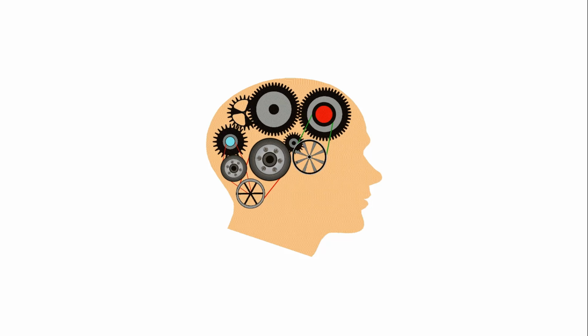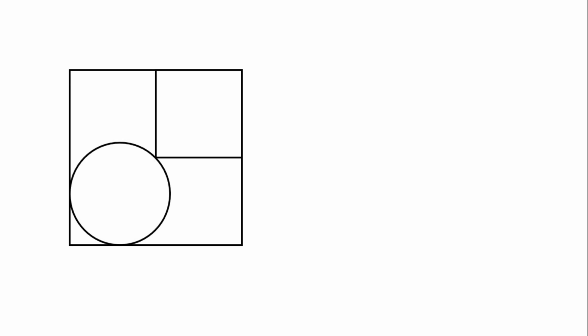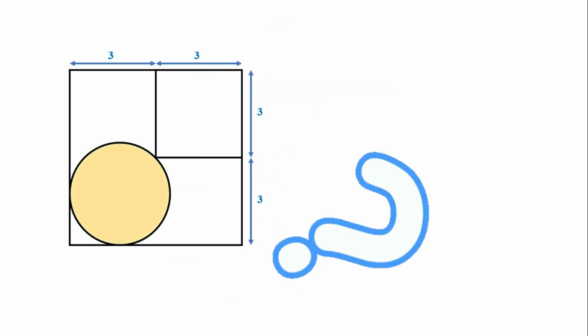Today we have another fun geometry challenge. In this problem, we have a large square, a smaller square, and a circle. As shown in the figure, the large square has a side length of 6, while the smaller square has a side length of 3. The question is, what is the area of the circle?